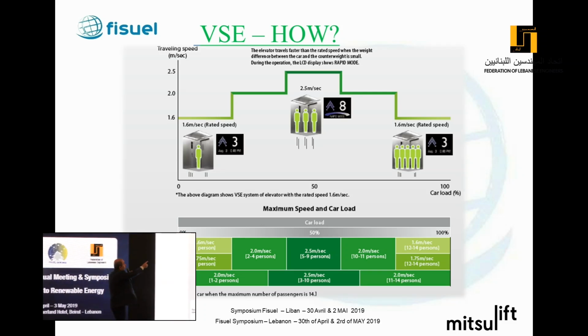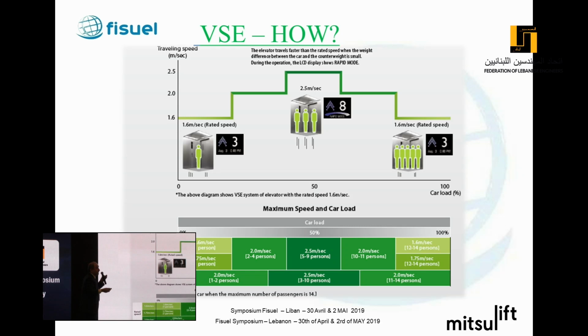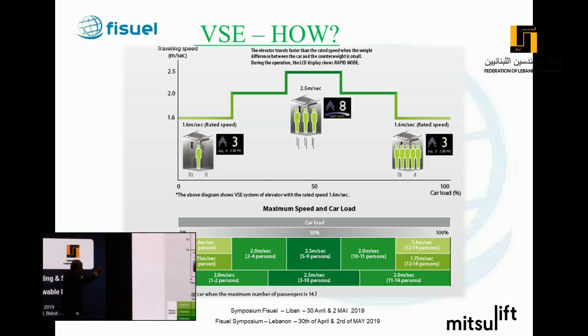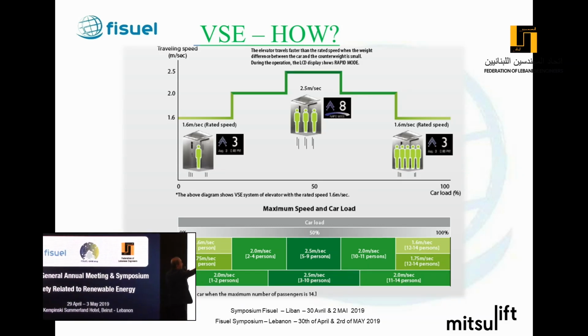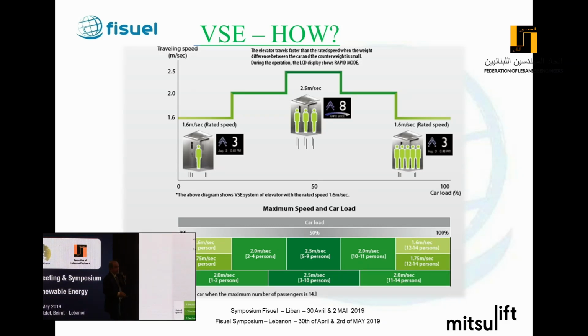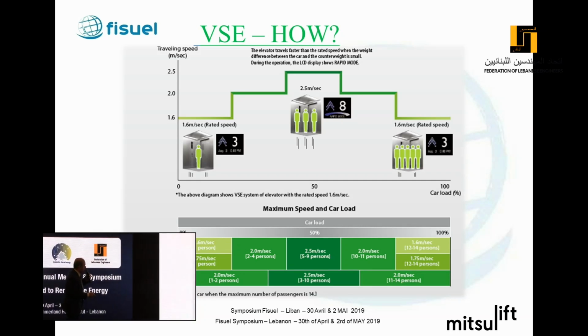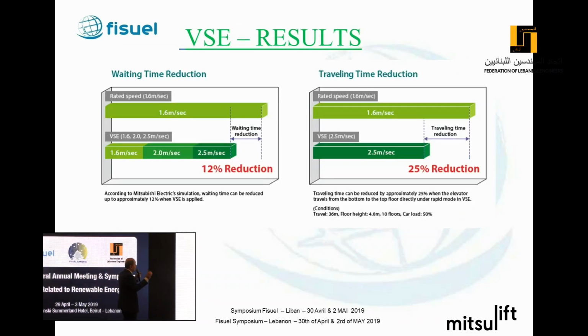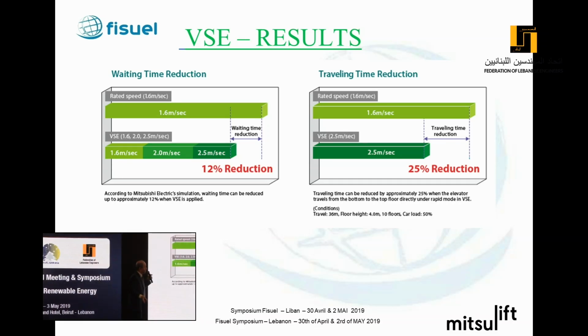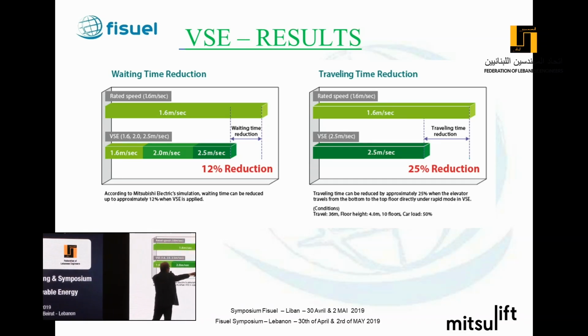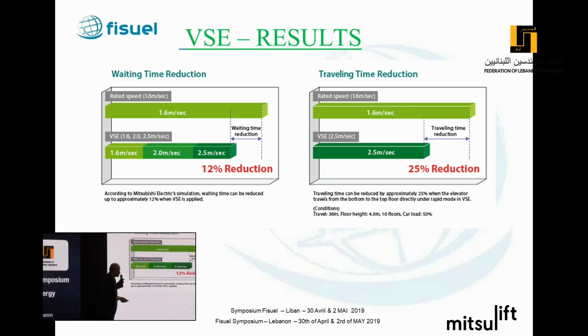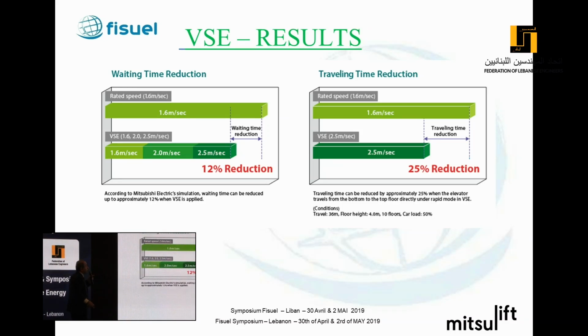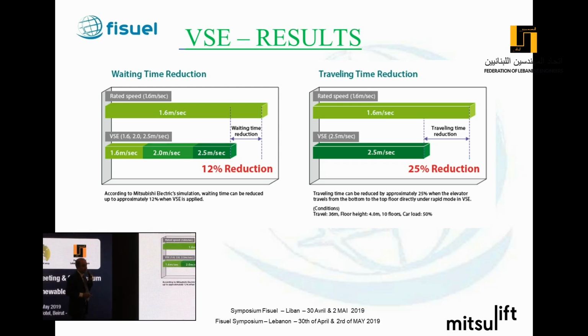In our case, we will be running at 2.5 meters per second, in spite of the fact that the elevator we bought has a specification of 1.6 meters per second. And it will be more than 50% above the rated speed, 2.5 compared to 1.6. As a result, according to Mitsubishi Electric simulation and calculations, we'll have a 12% reduction in waiting time, as well as a 25% reduction in car traveling time.